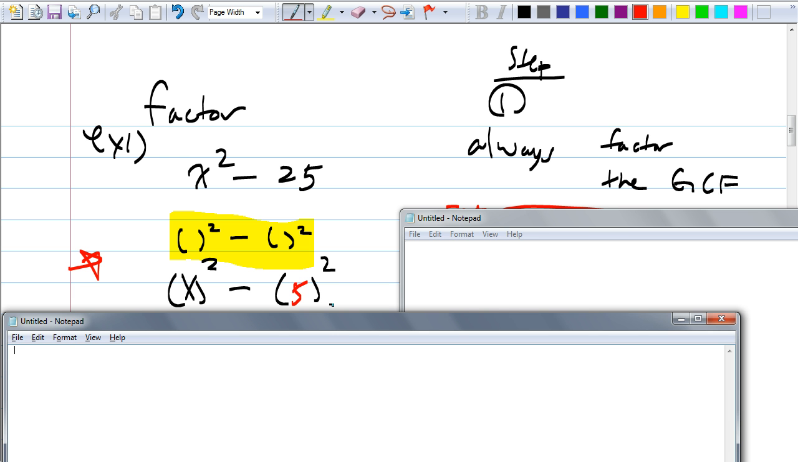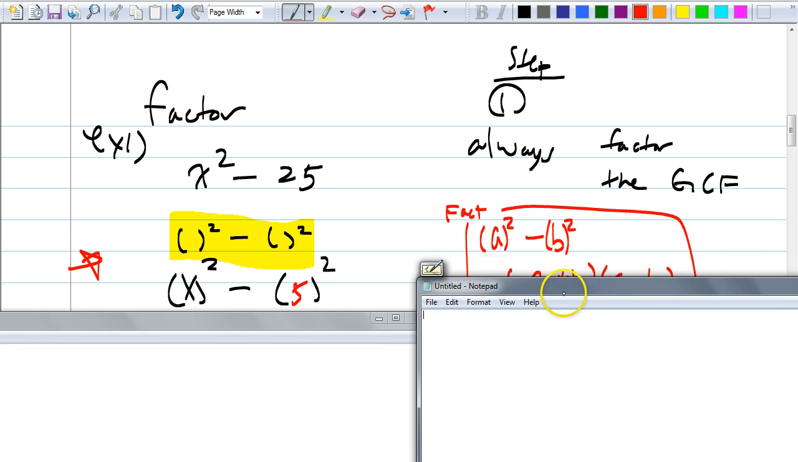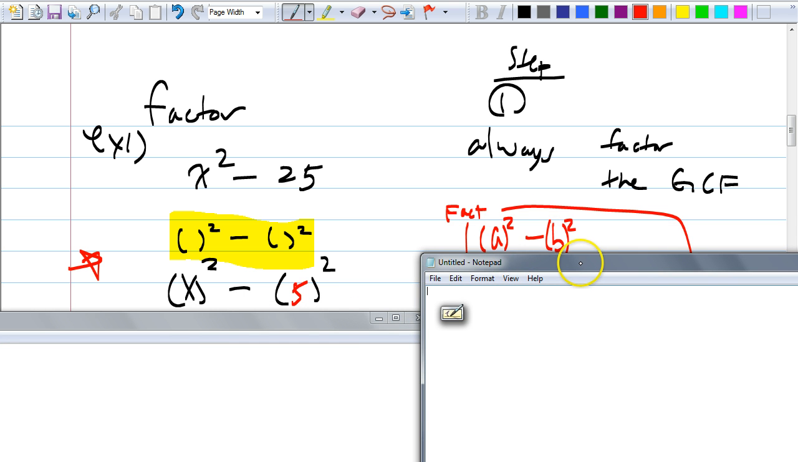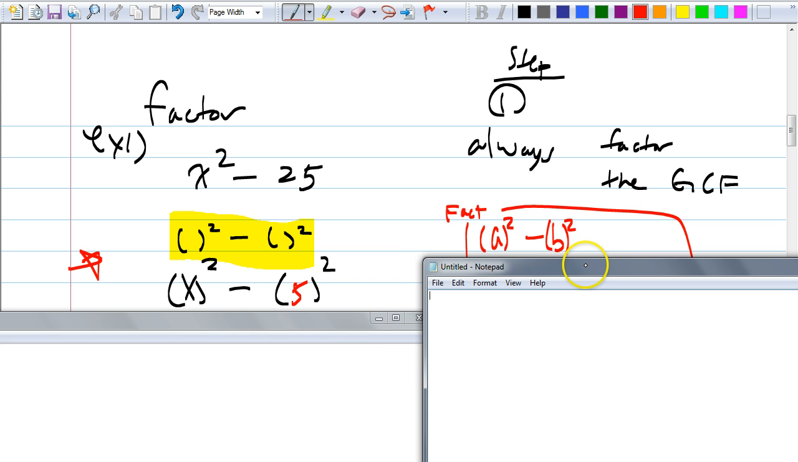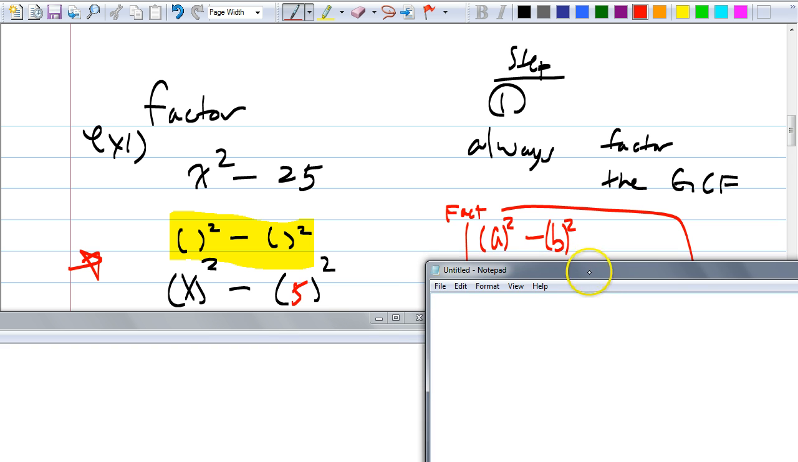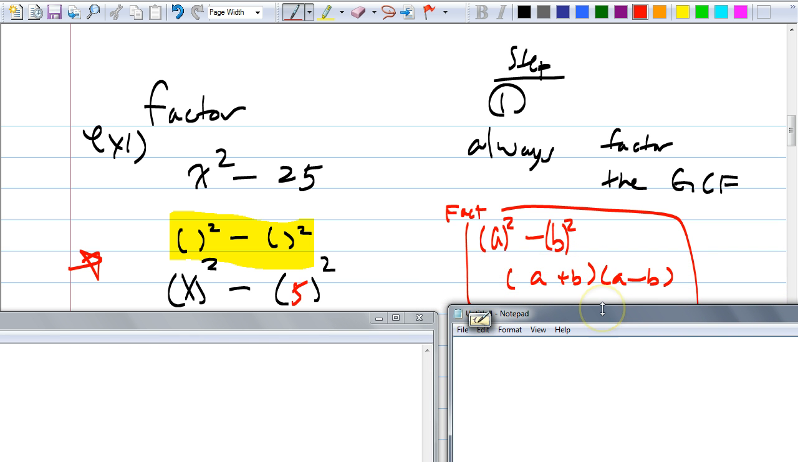So in place of A and B, they could always give you some other kind of monomial. Does that make sense? Or they could actually give you a polynomial if they want to. Anyway, if I know that this is x squared minus 5 squared, let's remember what difference of squares told us. Remember that a squared minus b squared, how does this factor? Yes? A plus b times a minus b, right?